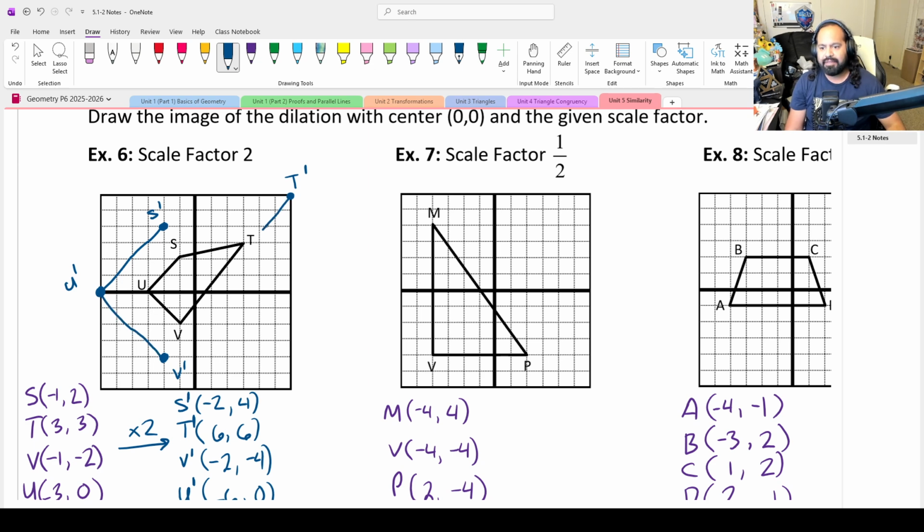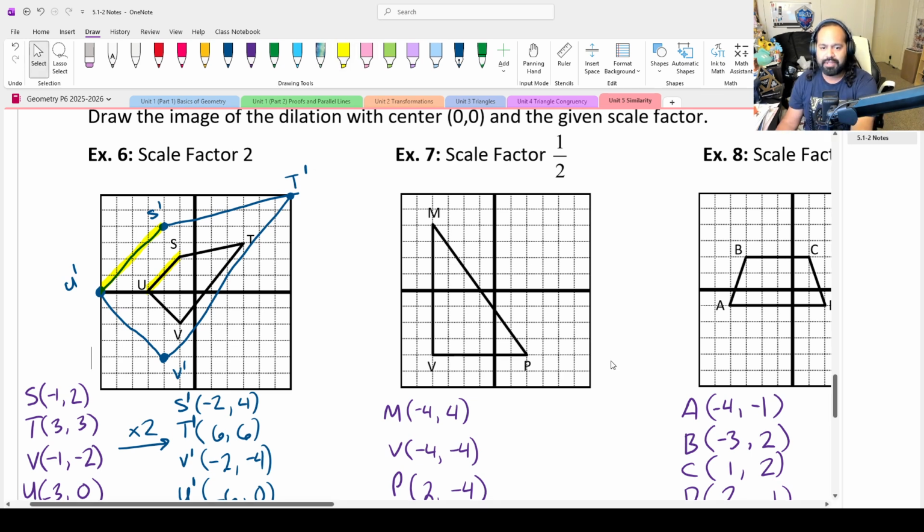And you should have the image of the original one that has now been enlarged to twice the size. So this figure is twice as big. And you'll know you did it right because every spot where you have lines that are the corresponding parts, like here US and U prime S prime, they should be parallel. If they somehow look like they're not parallel, then you plotted one of your points wrong. So that's a nice little visual cue to help you.